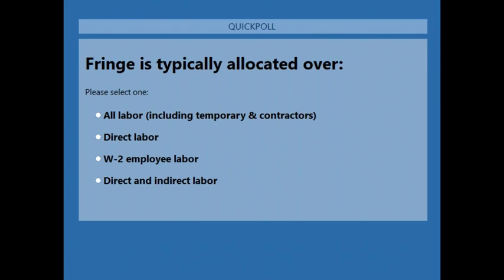Okay, so this third polling question is the review question. Fringe is typically allocated over... I think that one of these answers might be a trick answer, so hopefully you're all paying attention.